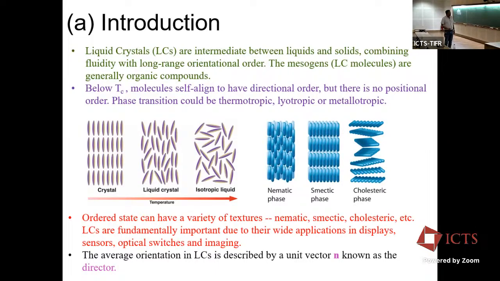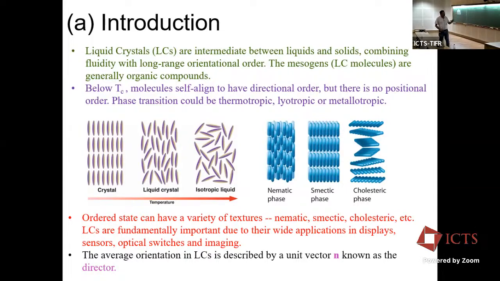Liquid crystals can form a nematic phase where the rods are aligned. There's a whole host of phases they form. There are smectic phases where you get rods lined up, and there are additionally layers, so there's a degree of translational order in that direction. You have cholesteric phases and so on and so forth. I'm going to focus on the simplest of the phases, the nematic phase. I've already said that the ordered state can have a variety of textures, nematics, smectics, cholesterics, etc. And these are fundamentally important due to their wide applications in displays.